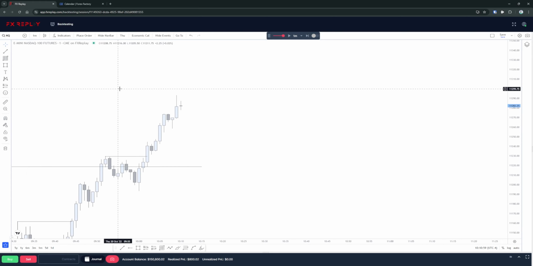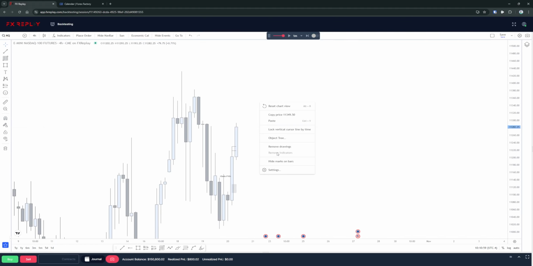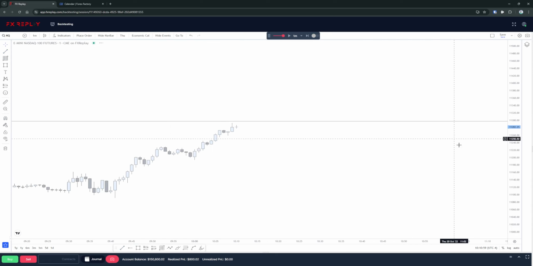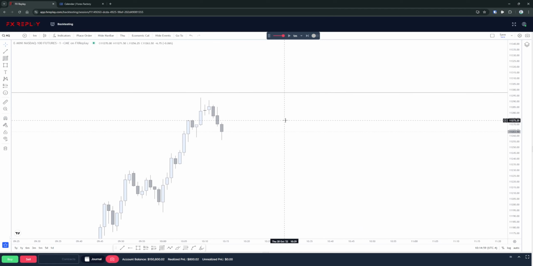Okay, we're getting to 10 a.m. close, so we can see what the 4 hour close looks like. So removing all my drawings, we now have this 4 hour FVG here. So let's see what happens when we tap into this. Okay, we actually don't tap into it.